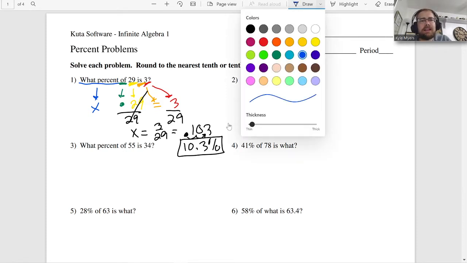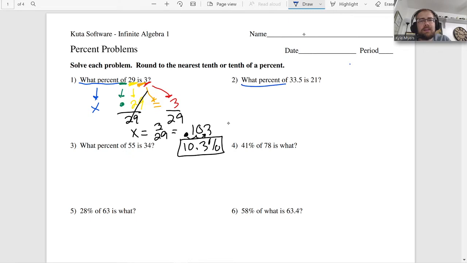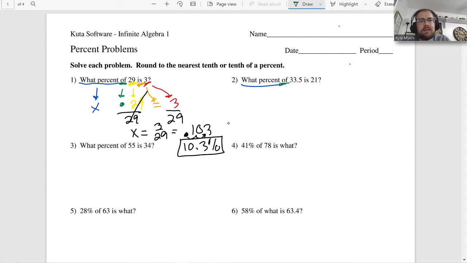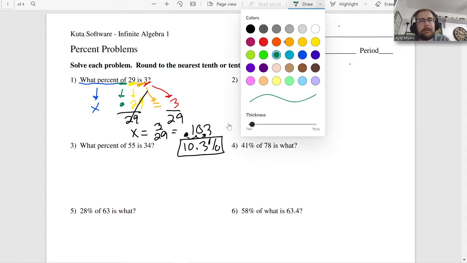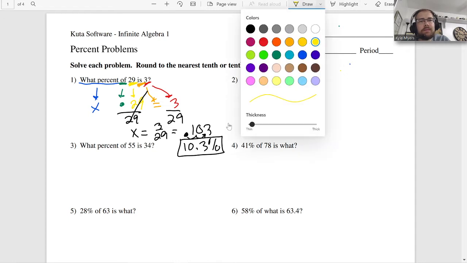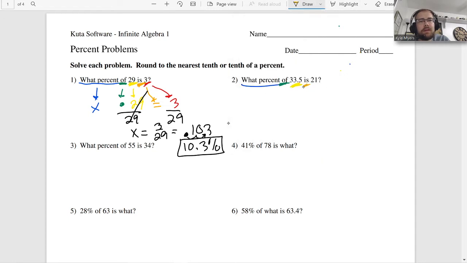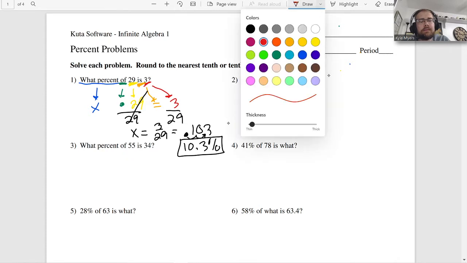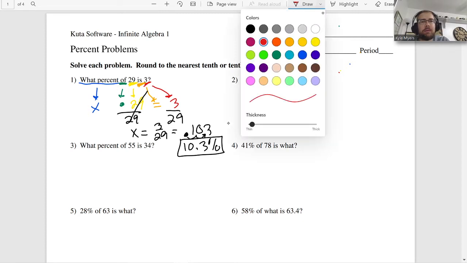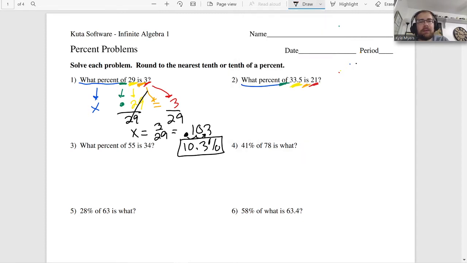It's going to be pretty much exactly the same. What percent of 33.5 is 21? So this is actually exactly the same as the one before it. It's going to be what percent, so x, of 33.5 is 21. So we divide by 33.5.